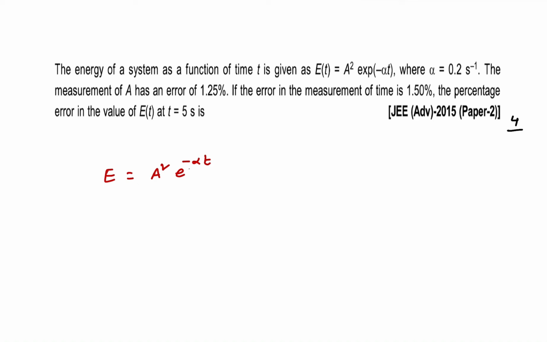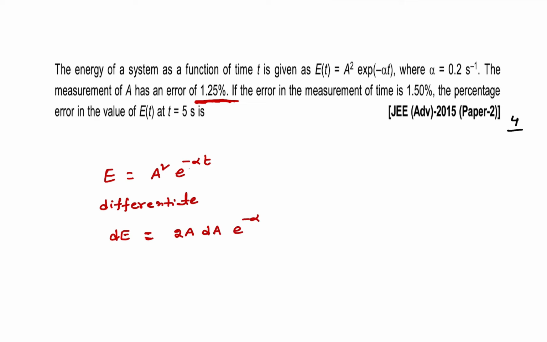According to the given question, energy E(t) is equal to A squared into e to the power of minus alpha t. Now you need to calculate the percentage error in E. For that, again I am differentiating with respect to t. If I differentiate the above relation, I can write dE equal to A squared. There is an error in A also, which is 1.25%, as we can see here.